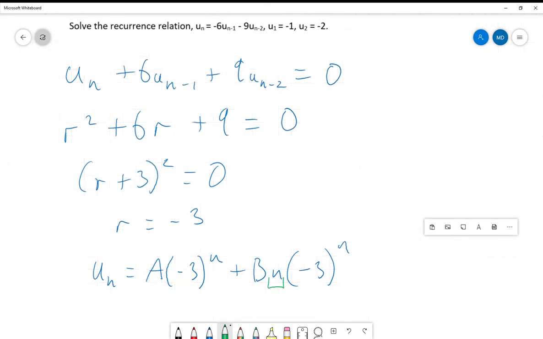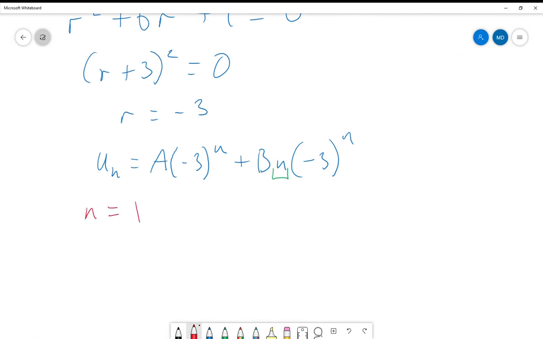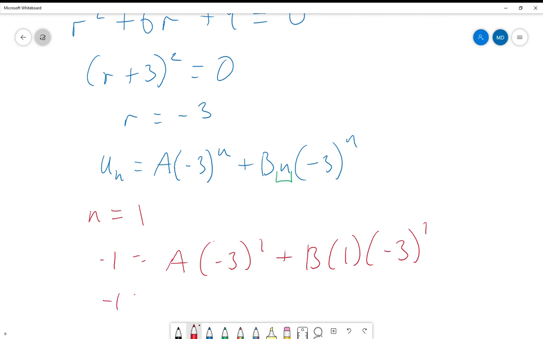Then at this point, as always, we're going to go back to our initial conditions. When n equals 1, u_1 is negative 1, so we get negative 1 equal to a times negative 3 to the 1 plus b times 1 times negative 3 to the power of 1. And that gives us negative 1 is equal to negative 3a minus 3b.